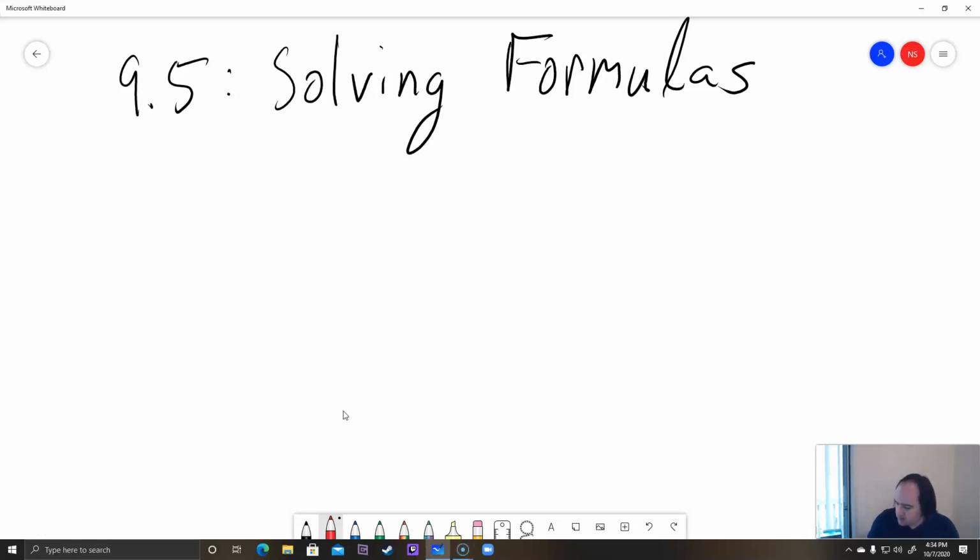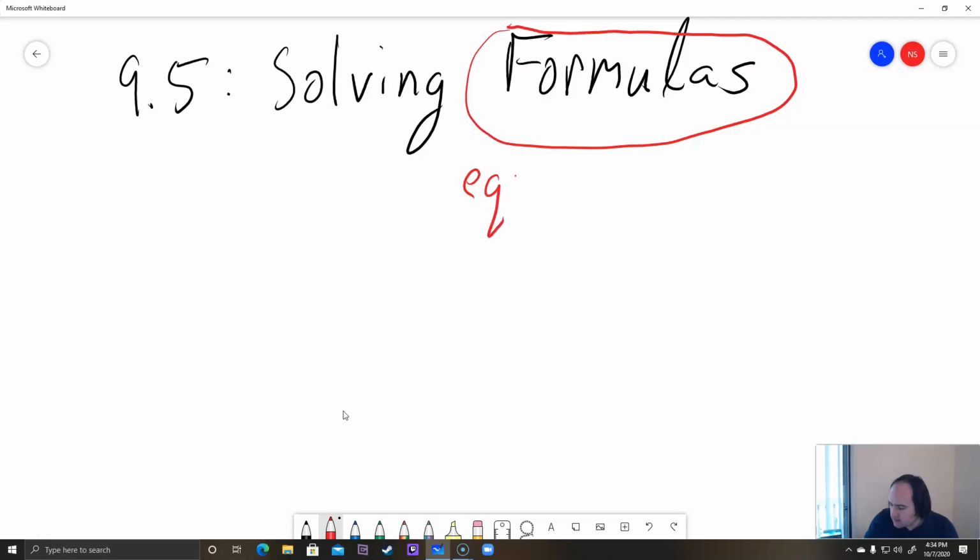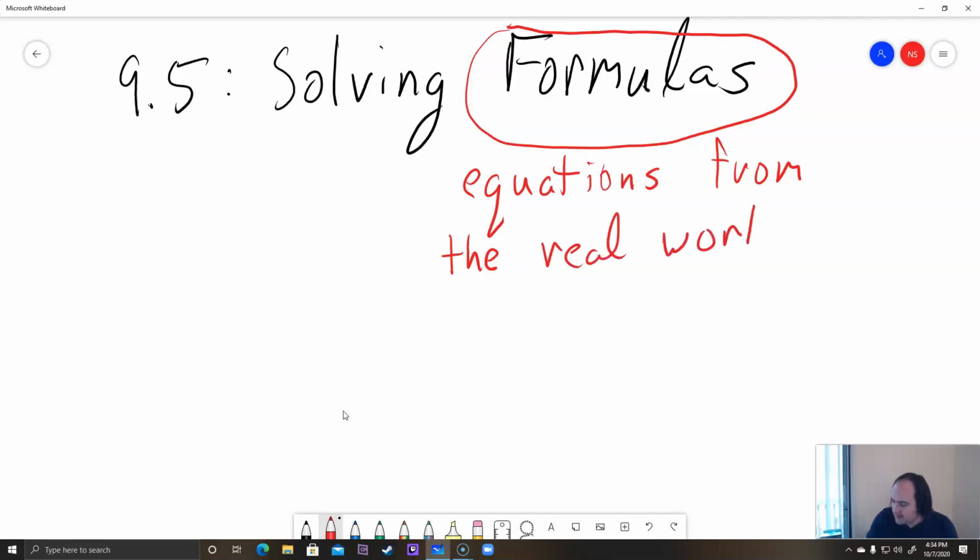So what are formulas? Formulas are equations that have two or more variables. Oftentimes they have 3 variables or even 4 variables. And these are equations usually from the real world, like in physics, that kind of stuff. Science. Equations from the real world with 2 or more variables.